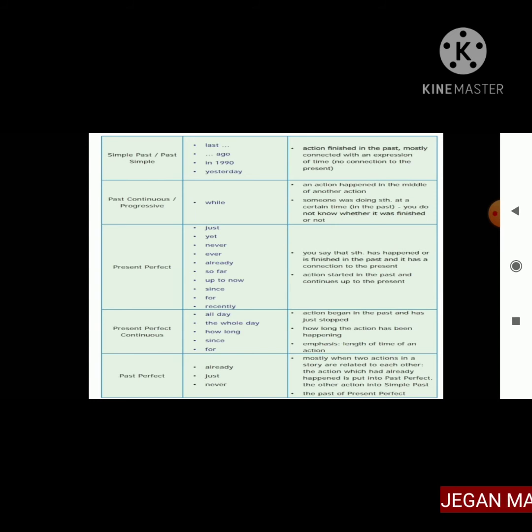Okay. Next, past perfect. So that's present perfect and past perfect, to differentiate. What is that? Have or has plus the third form of verb. That's for present perfect. Past perfect is only had, subject had plus the third form of verb. Past perfect: already, just, never.